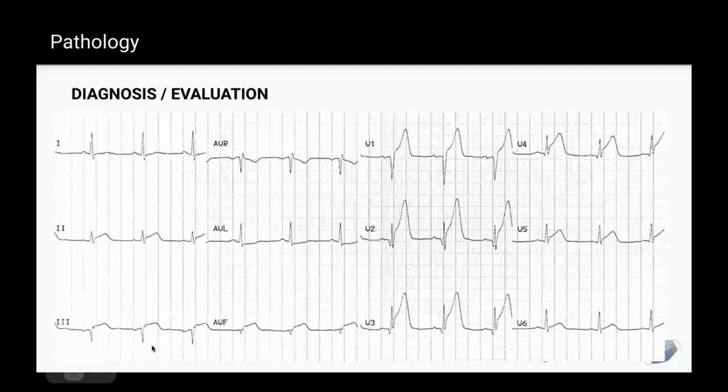3, let's look. So 3 is interesting. We have a downward Q. This is not necessarily bad. Remember that the leads are all cameras looking at the heart from different angles. So I like the way that you guys are critically thinking about this. These ST segments look like they're a little bit above the baseline here.